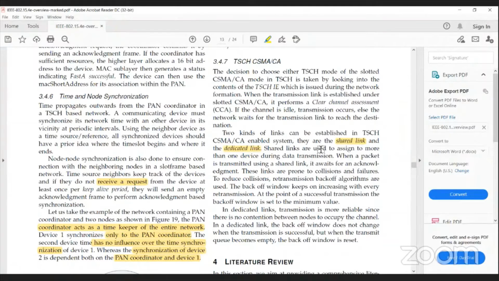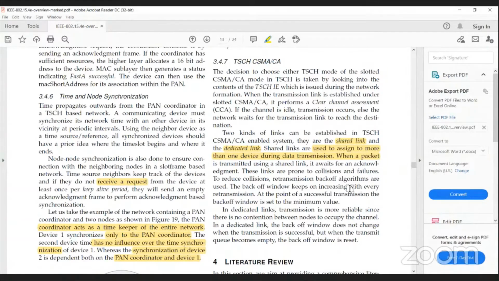The shared links are used to assign more than one device during data transmission. When a packet is transmitted using a shared link, it awaits an acknowledgement. These links are prone to collisions and failures. That means you pick up one slot and you can assign, let us say, 2 transmissions at the same time from 2 nodes to a single, let's say, parent.